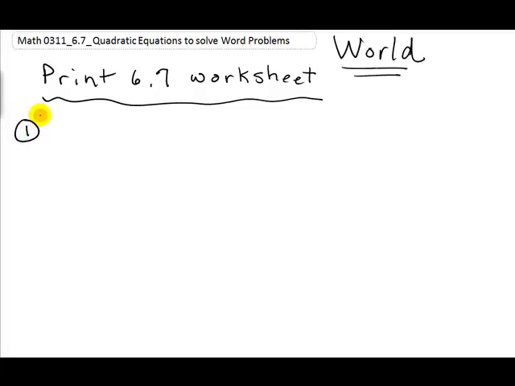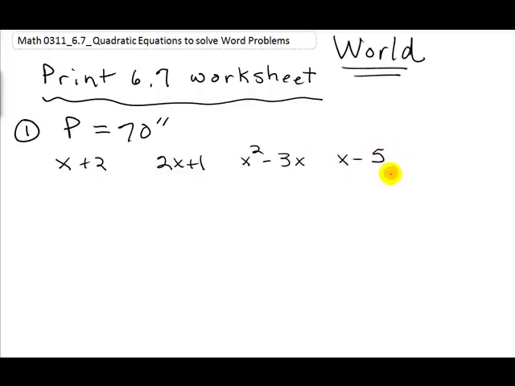Number 1. The perimeter of the quadrilateral is 70. P equals 70 inches. Find the lengths of the sides. One side is x plus 2. Another side is 2x plus 1. A third side, x squared minus 3x. And the fourth side, x minus 5.